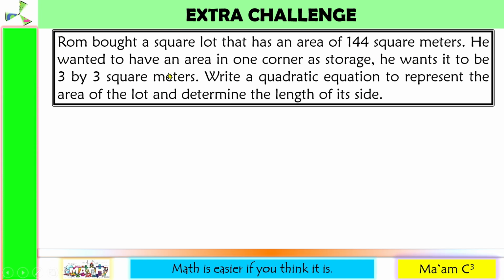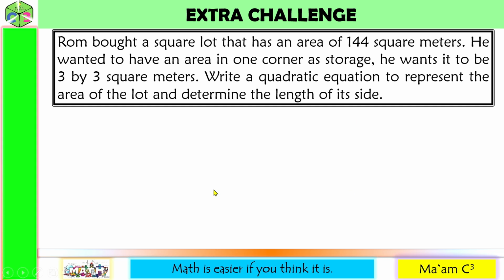He wanted to have an area in one corner as storage. He wants it to be 3 by 3 square meters. Write a quadratic equation to represent the area of the lot and determine the length of its side. Let us visualize this problem.